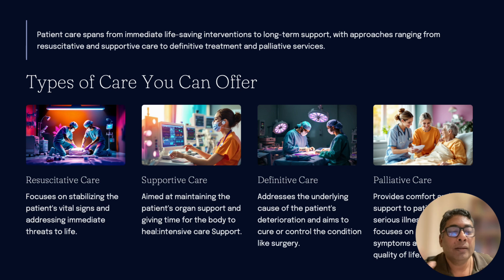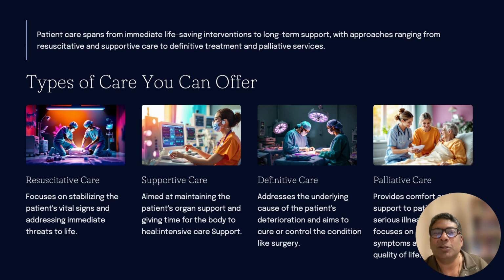Now, when you have a deteriorating patient right in front of you and you work through systematically, I would always ask myself: what is the kind of care that I can offer this patient? What is the kind of care this patient will benefit from? Usually they fall under these four generic terms: resuscitative care, supportive care, definitive care, or palliative care. Resuscitative care will be standard resuscitation, fluid resuscitation, cardiac resuscitation. Supportive care is all about organ support, and that's where intensive care comes in.